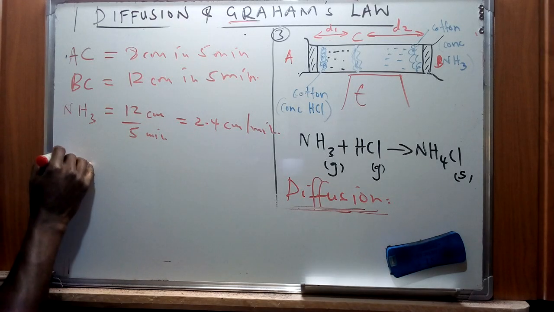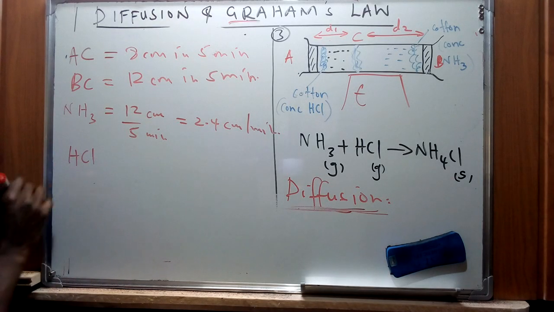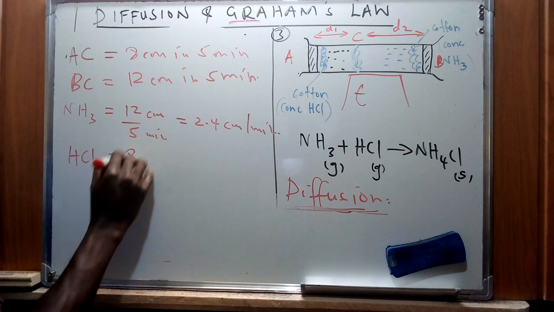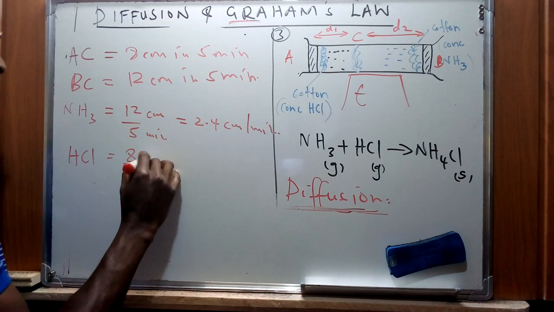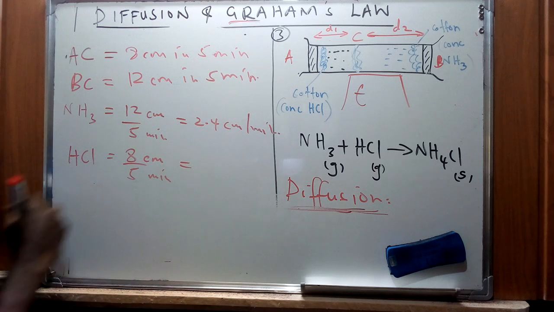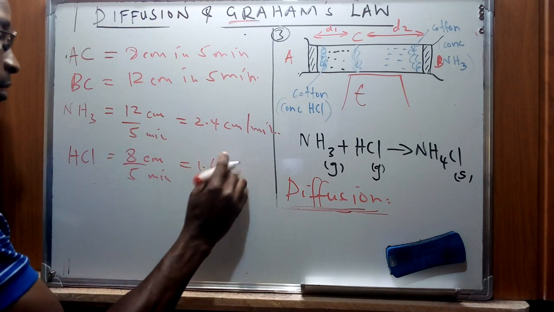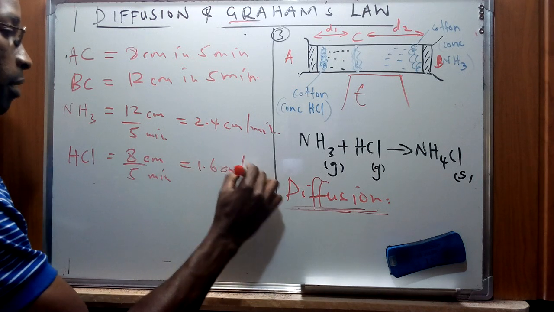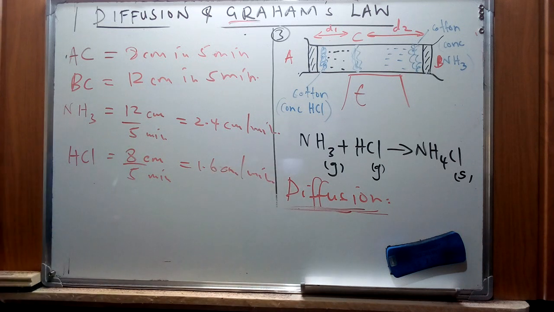And then for HCl, we're going to see that it takes 8 centimeters in 5 minutes. Therefore, this is going to be 1.6 centimeters per minute. So that's its rate of diffusion for that.